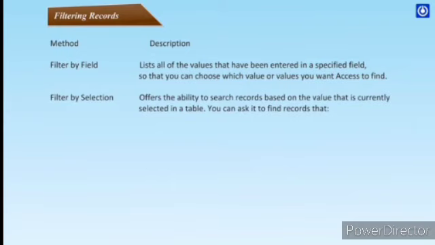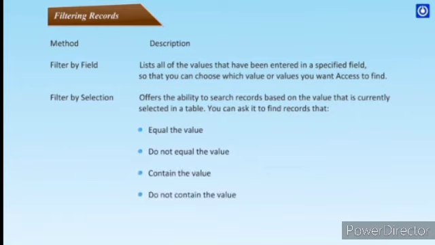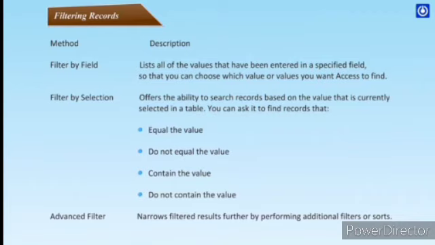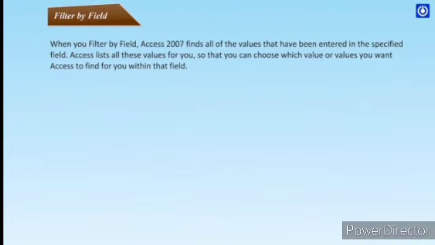Filter by selection offers the ability to search records based on the value that is currently selected in a table. You can ask it to find records that equal the value, do not equal the value, contain the value, or do not contain the value. Advanced filter narrows filtered results further by performing additional filters or sorts. Filter by field. When you filter by field, Access 2007 finds all of the values that have been entered in the specified field. Access lists all these values for you so that you can choose which value or values you want Access to find for you within that field.